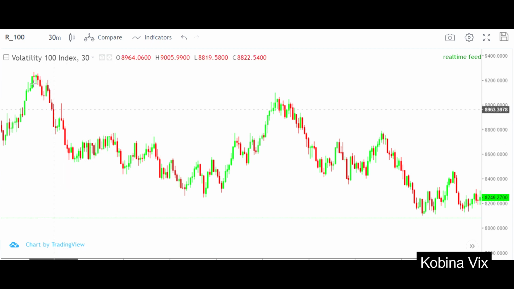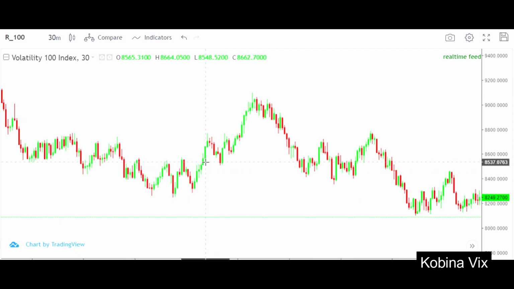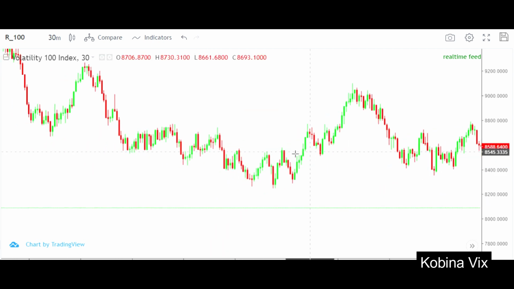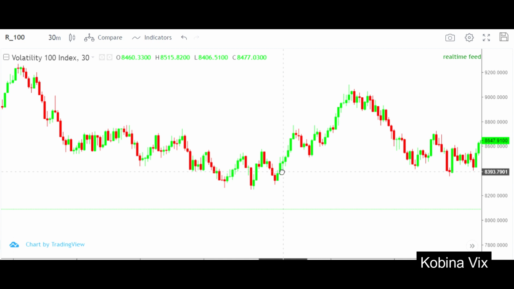It moved here, formed a higher high, formed a high here, and formed a low here, and formed another lower high, and formed a lower low. Lower high, lower low, lower high, lower low, lower high, lower low. Then what happens? Price breaks structure quickly. Price breaks structure in this area.